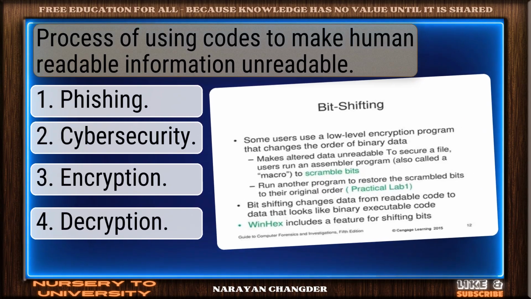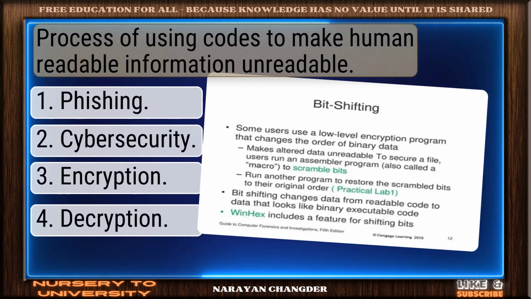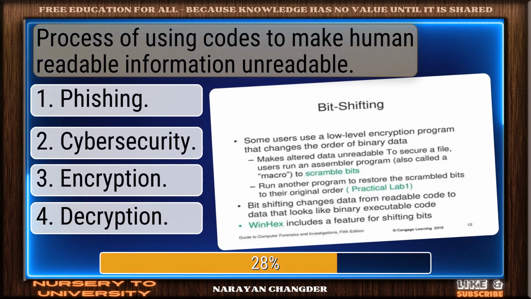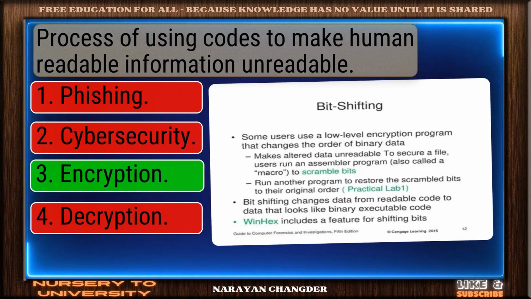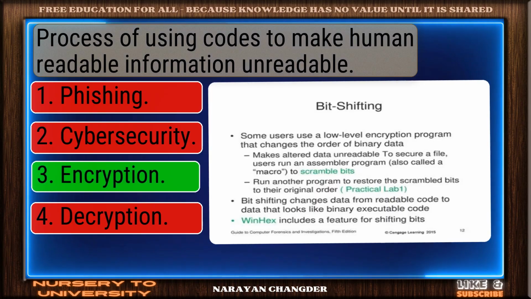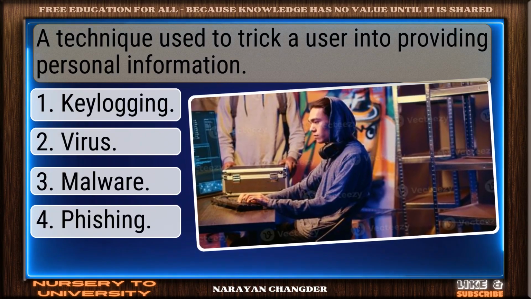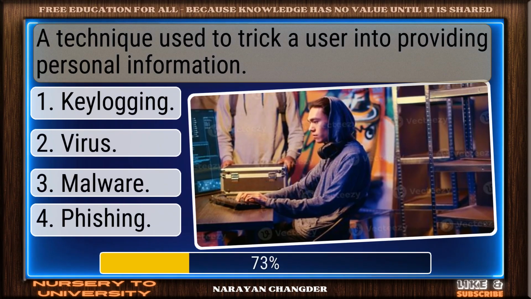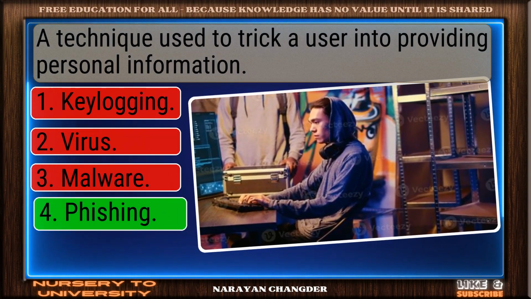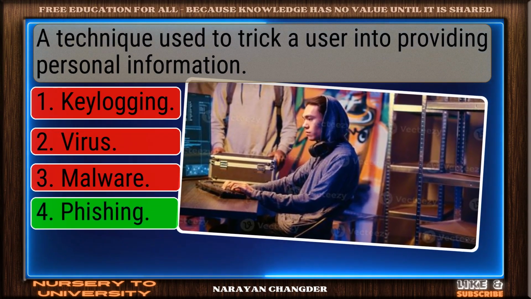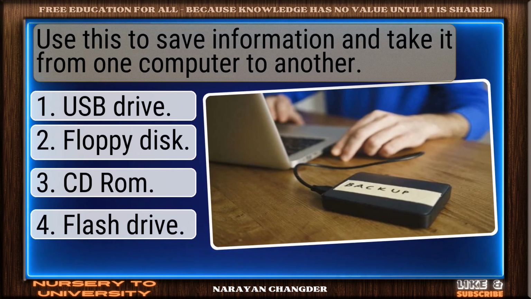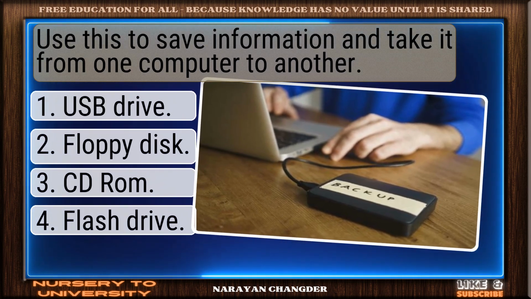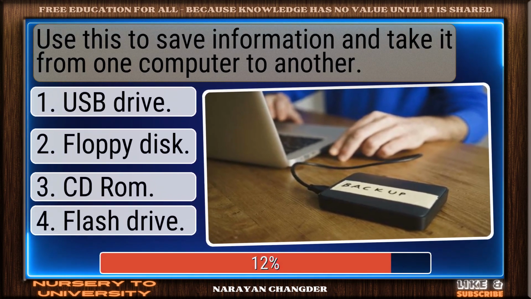Process of using codes to make human-readable information unreadable. Smart pick. Encryption is correct. A technique used to trick a user into providing personal information. You chose phishing. Correct. Use this to save information and take it from one computer to another.